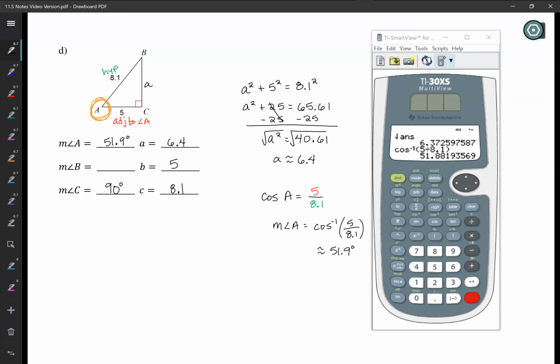All right, let's look at angle B. So one easy way to get angle B is just do 90 minus 51.9, 38.1 degrees.